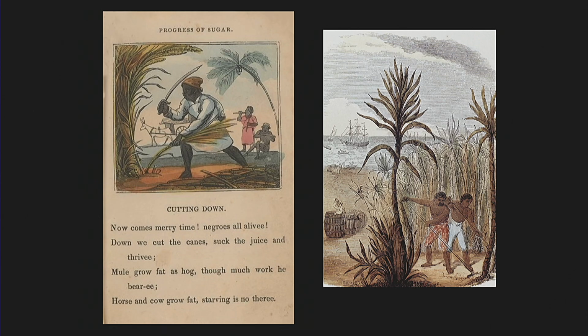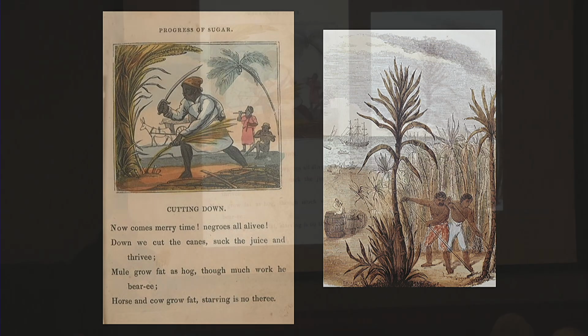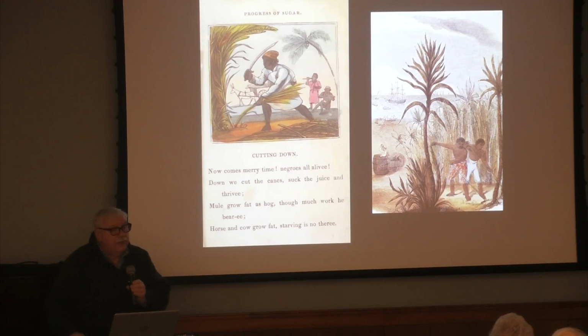On the left-hand side, they would have these things, and this is something from a children's reader, and it says the progress of sugar. And we see a slave cutting the sugarcane plant in such a way with this sword, but it would be a scythe, and it says cutting down. Well, they romanticize it. It says, now comes merry time, Negroes all alive. Down we cut the cane, suck the juice and thrive. Mule grow fat as hog, though much work be bare. Horse and cow grow fat, starving is no there. Well, it was harvest time, and not only did the slaves eat well, but also the animals.